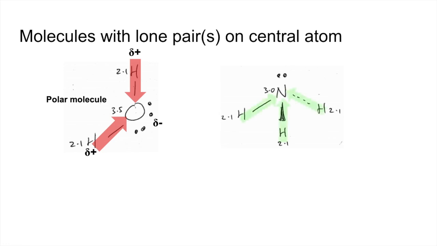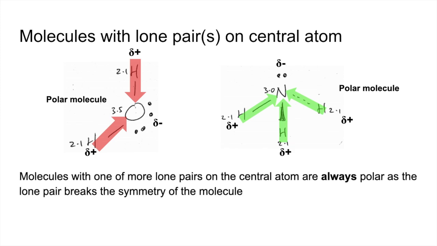Again, you can see we've got three identical dipoles operating in these directions here. But again, because of that lone pair, the symmetry is broken and these can't cancel. So the hydrogens are all going to be slightly positive, the nitrogen's slightly negative, and therefore this is a polar molecule as well. The thing to remember is molecules with one or more lone pairs on the central atom are always going to be polar, because the lone pairs break the symmetry of the molecule and the dipoles can't cancel.